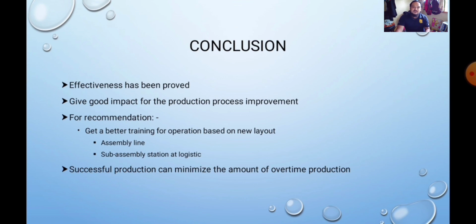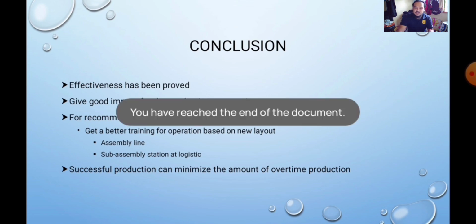The recommendation for this project is to provide better training for operators to perform better and get better consistency in the assembly process. Not only for this section but also for the other assembly stage sections, to get better performance in production. So successful production can minimize the amount of overtime production, which can save more expenses for the company.